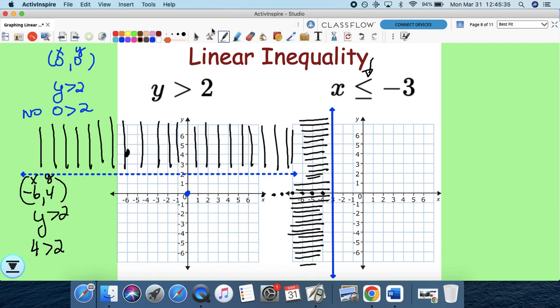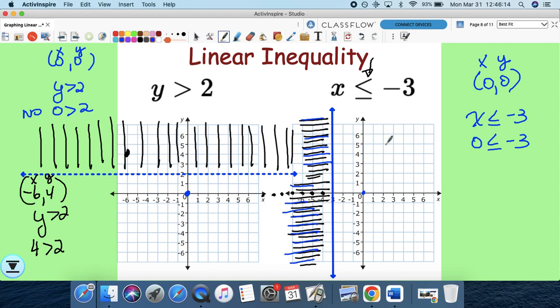Now, you could have always picked a test point. Let's, again, pick 0, 0. This is your x value, this is your y value. Substituting x with 0, you would get 0 is less than -3. Is 0 less than -3? No, it's not. So which side is 0, 0? 0, 0 is to the right of the line. So we don't want the side to the right of the line. We want the side to the left of the line. And that's where the solution is.